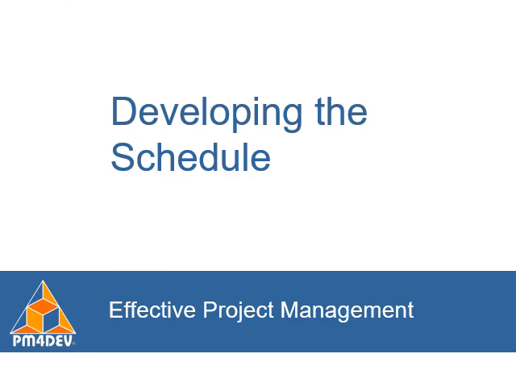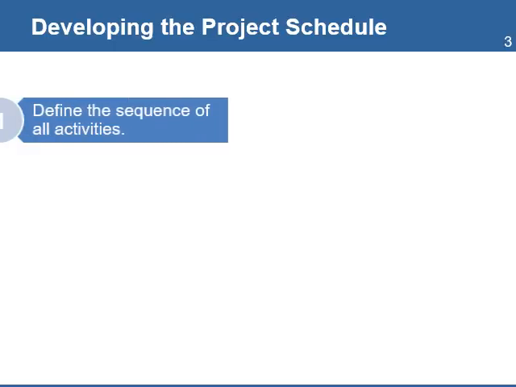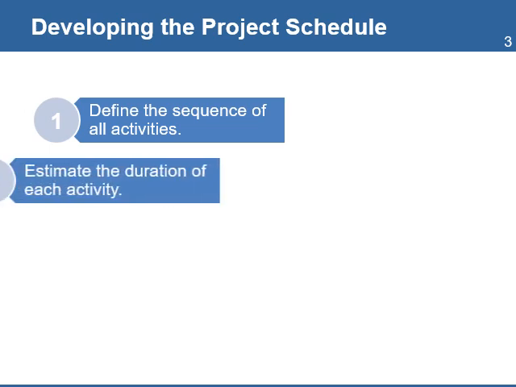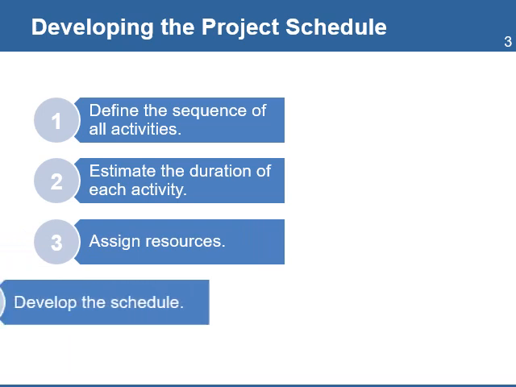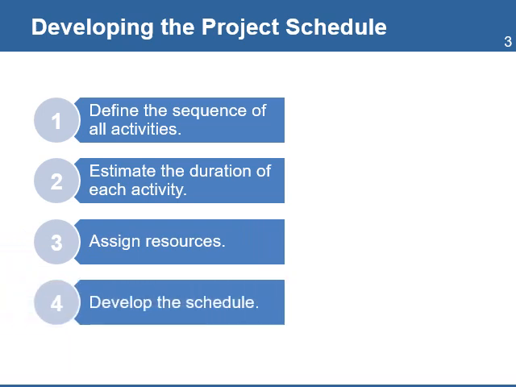Developing the schedule. The process to develop a schedule follows 4 steps. Define the sequence of all activities, estimate the duration of each activity, assign resources, and develop the schedule. This is an activity in which team members and some key stakeholders need to participate and provide their input. Their experience in past projects will help develop a schedule that is achievable and realistic.